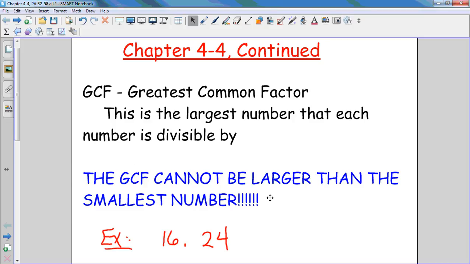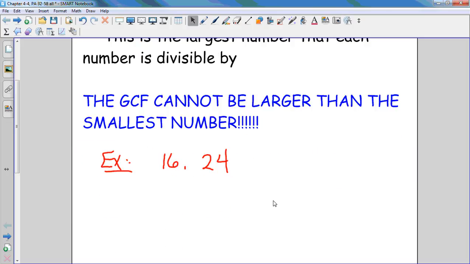Greatest common factor cannot be larger than the smallest number. The greatest common factor cannot be larger than the smallest number. For example, if I have 16 and 24.